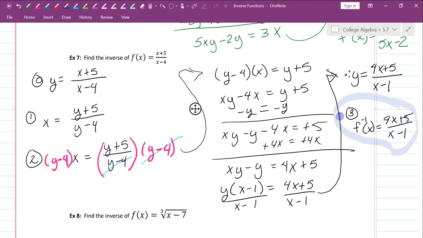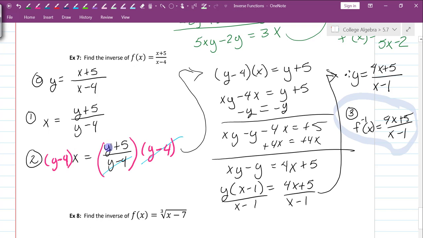Let's go over this real quick in case you didn't. So, step 0, we replace the f of x with y. That's the only thing that I did here. This right here is identical to this over here. The next step, I swap all my y's with x's and all my x's with y's. The next step, I'm going to solve for y.